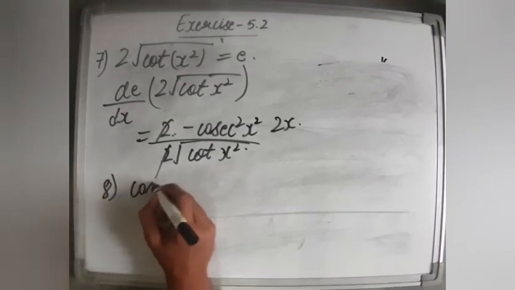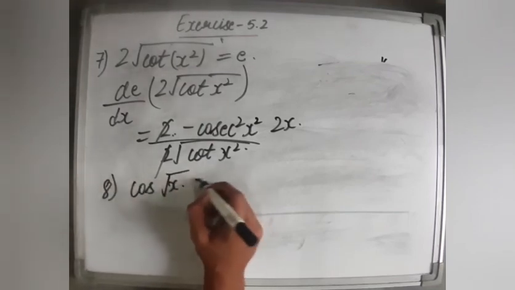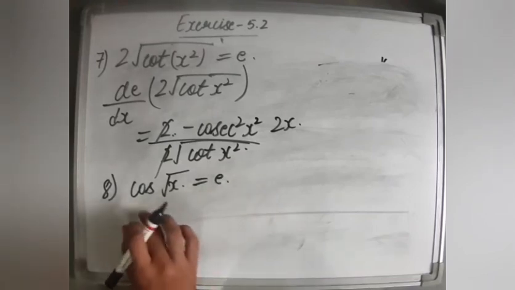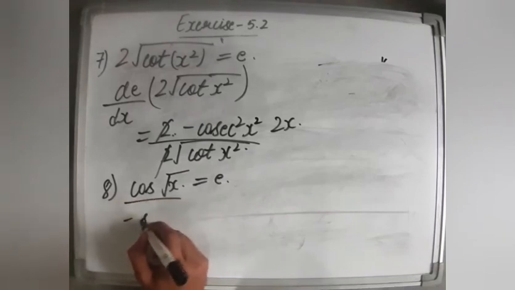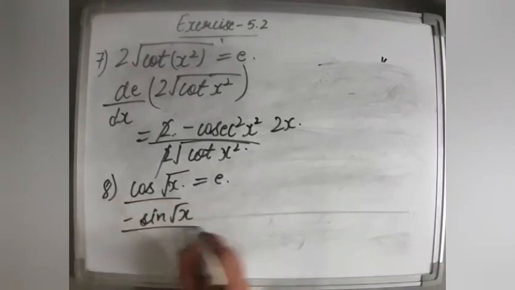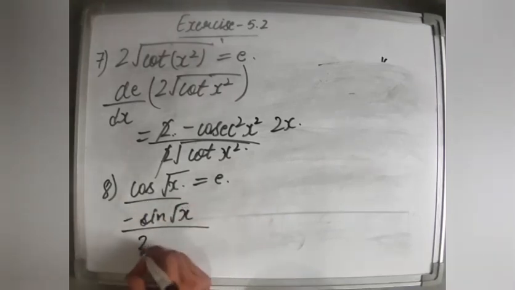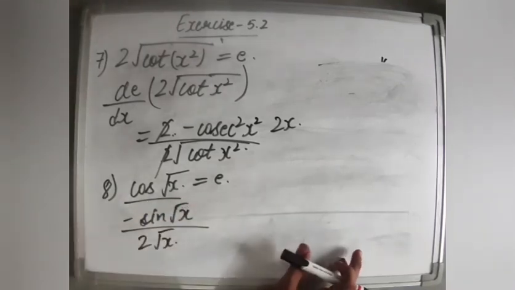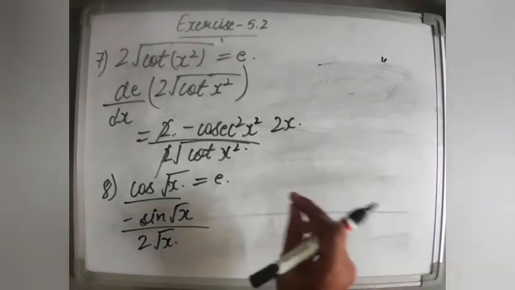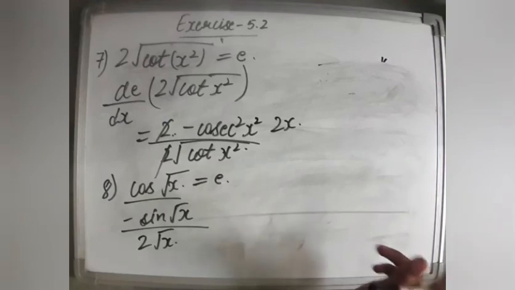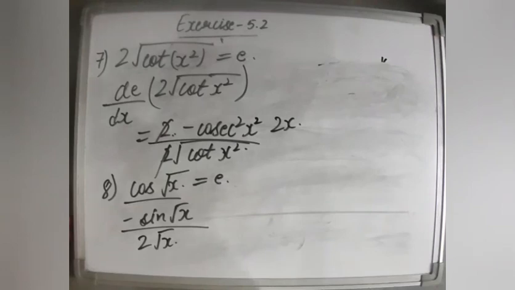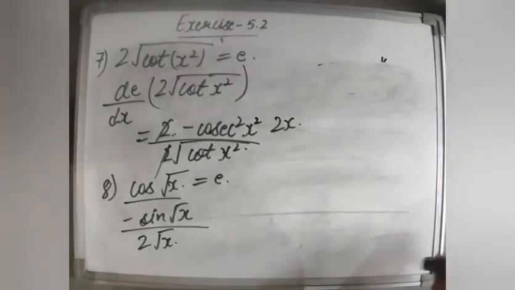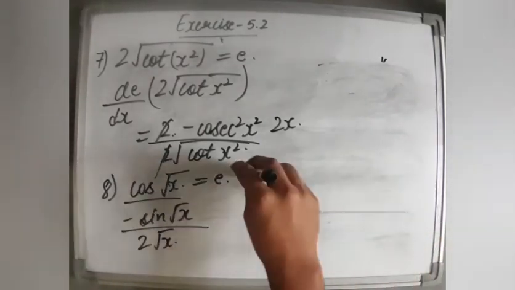Cos root x. Assume cos root x as e, and now we need to differentiate using the chain rule. We have sine root x, and under root x differentiation is 1 upon 2 root x. You must be thinking that I am doing this question in only a single step, and teachers on other YouTube channels show long solutions. They make a single question a very long question, which they should not do according to my view. And I have already told you how I go through this question.